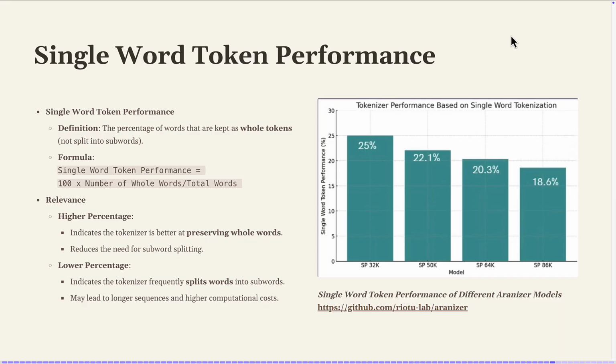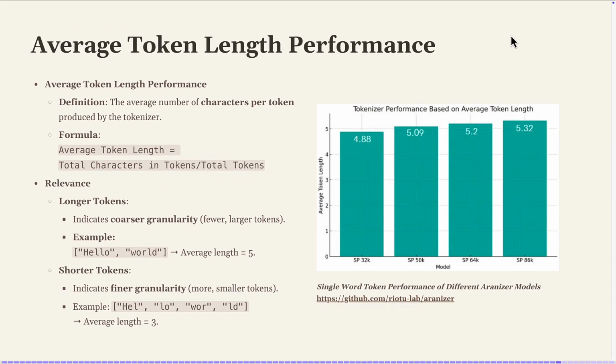And this is logical, because here we have increased the vocabulary size, so many words will be divided more and more. So we can say that in our corpus, 25% of the words may be root words and the rest are derived. And when you increase the size of the tokenizer vocabulary, you will have smaller single word token percentages. And why does it matter? A higher percentage indicates the tokenizer is better at preserving whole words, and a lower percentage indicates that the tokenizer frequently splits words into subwords.